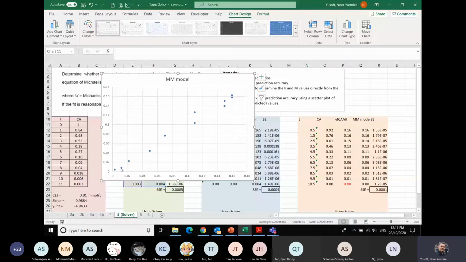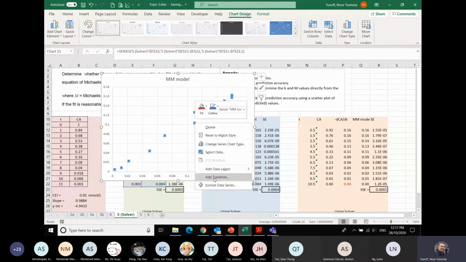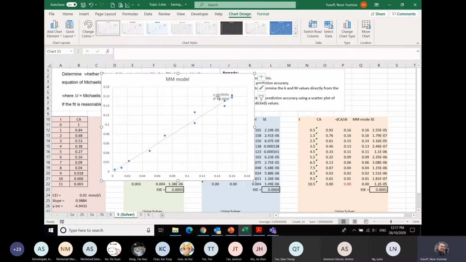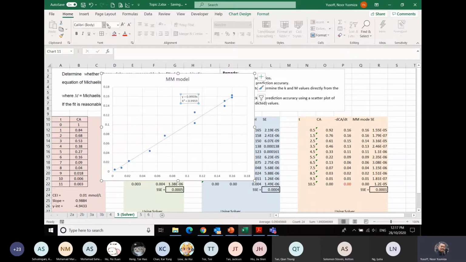The idea here is that you want to get a straight line passing through the origin in such a way that all the data points fall along that line. So we could add a trend line, and we want to set the intercept equal to 0, because we want the line to be passing through the origin. Then we want to display the equation on the chart as well as the R-squared value. Let me enlarge the values here.